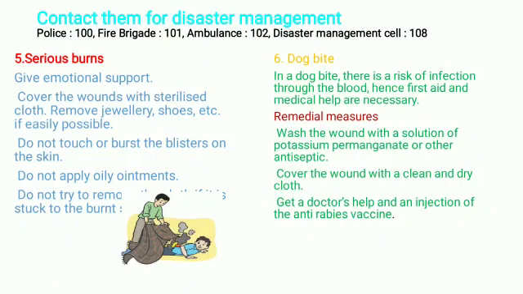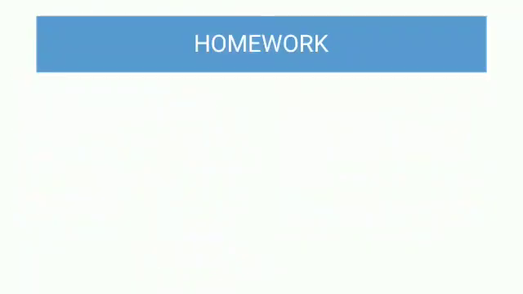So these were the 6 types of disasters or accidents which you come across, and you can prevent them. Don't forget, children, on the top, contact them for the disaster management. These are very important numbers. These are helpline numbers for you. Police number is 100, fire brigade is 101, ambulance is 102, disaster management cell is 108. So those helpline numbers will help you in your daily life.